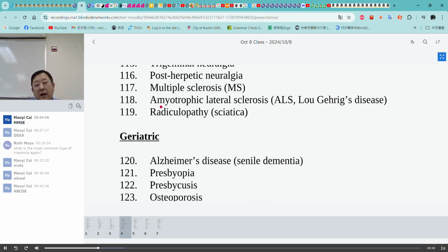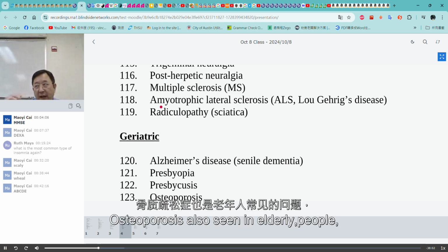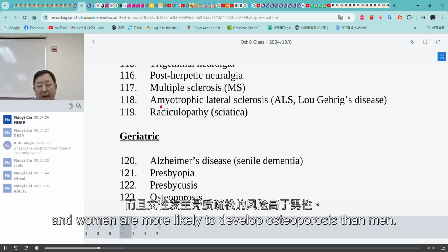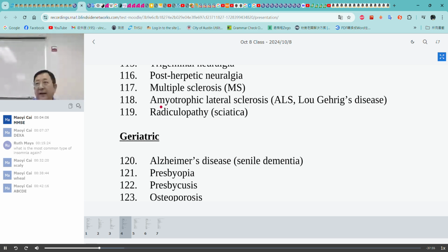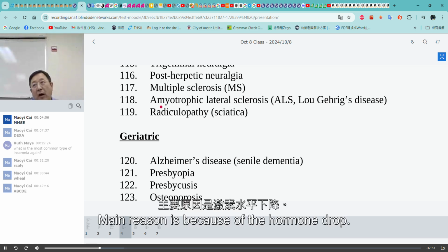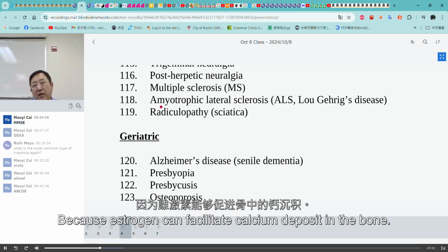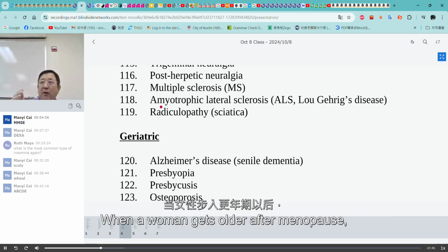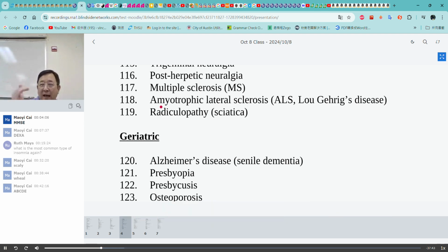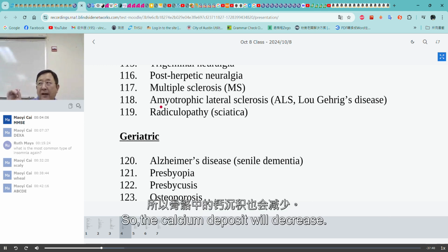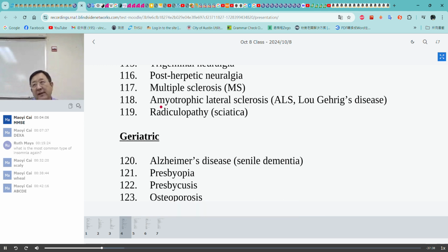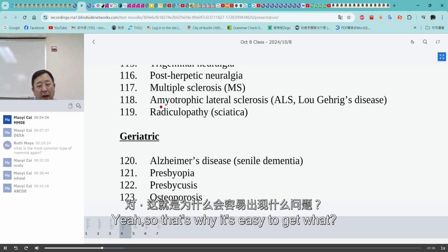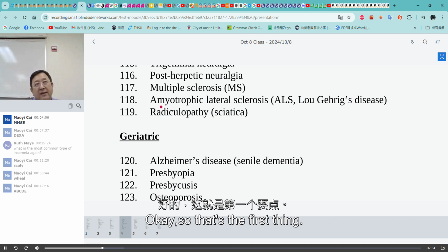Osteoporosis. Osteoporosis is also seen in elderly people, and women are more likely to develop osteoporosis than men. Why? The main reason is the hormone drop, because estrogen facilitates calcium deposit in the bone. When a woman gets older after menopause, right, then what? Estrogen level drops. So calcium deposit decreases. So that's why it's easy to get what? Osteoporosis. Okay, so that's the first thing.